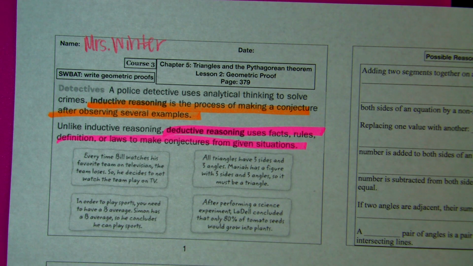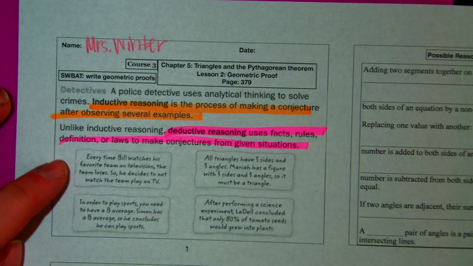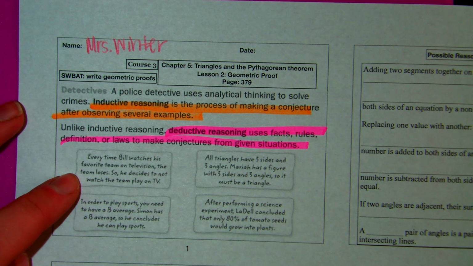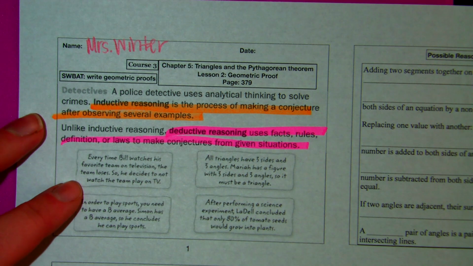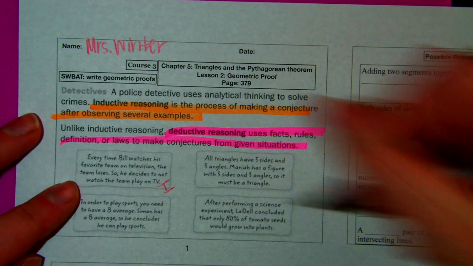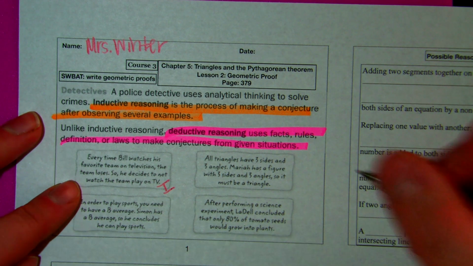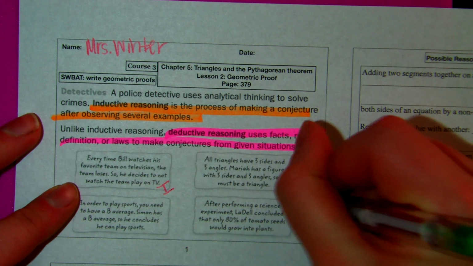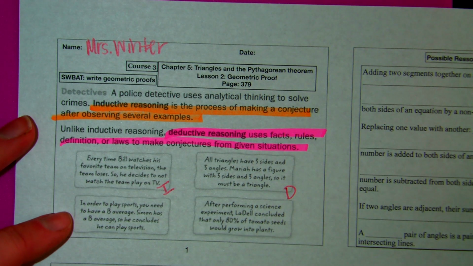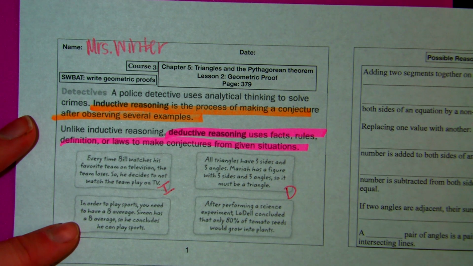So every time Bill watches his favorite team on television, the team loses. So he decides not to watch a team play on TV. So is that fact? No. That's just based on his observation, so it'd be inductive. All triangles have 3 sides and 3 angles. Mariah has a figure with 3 sides and 3 angles, therefore it must be a triangle. Well, that's fact, deductive. In order to play sports, you need to have a B average. Fact. Simon has a B average, so he concludes that he can play sports.